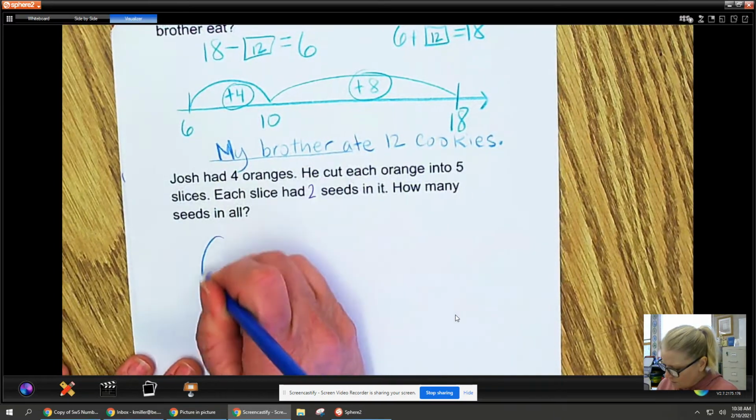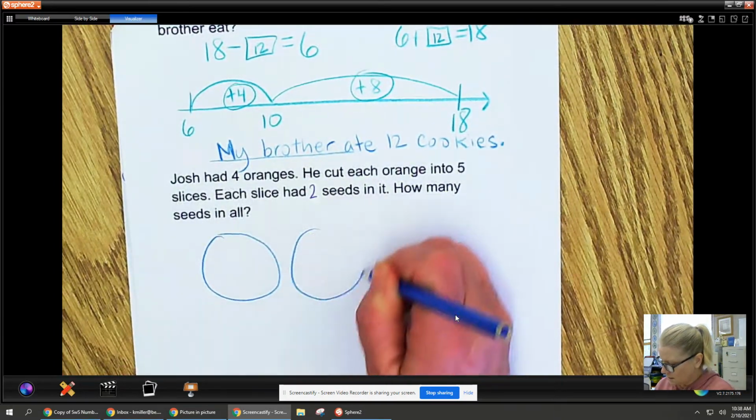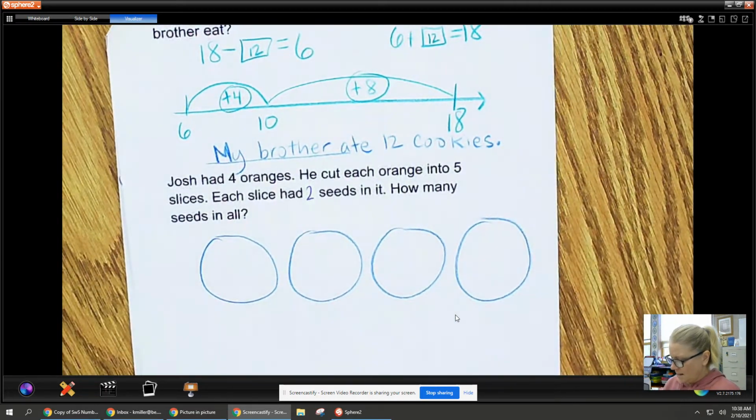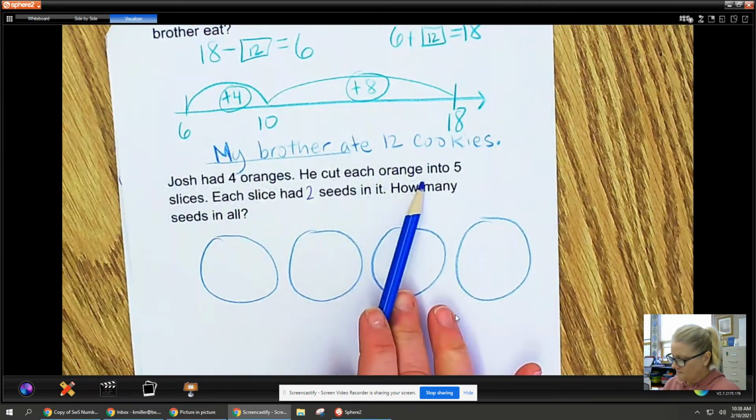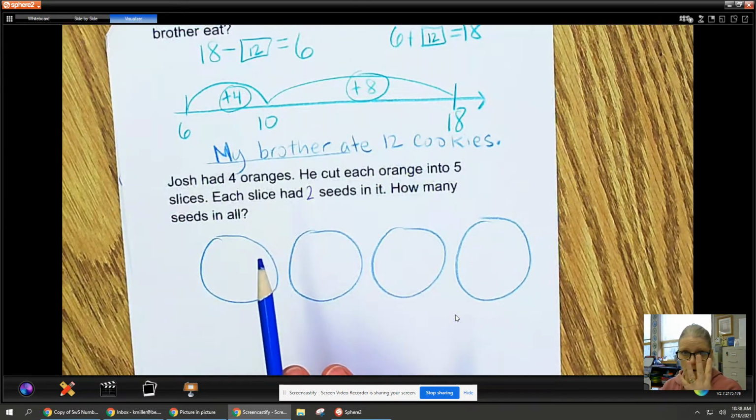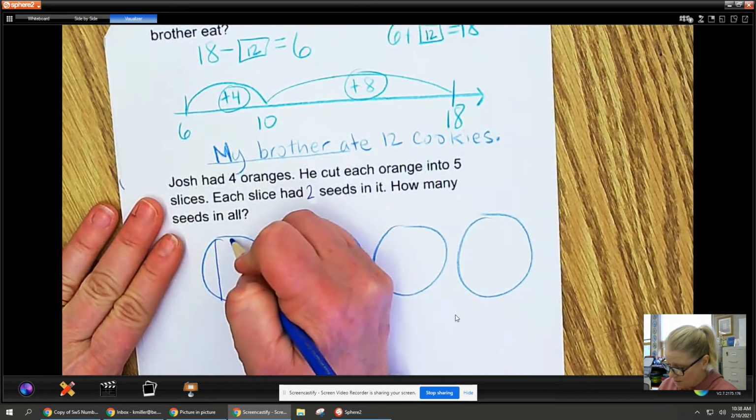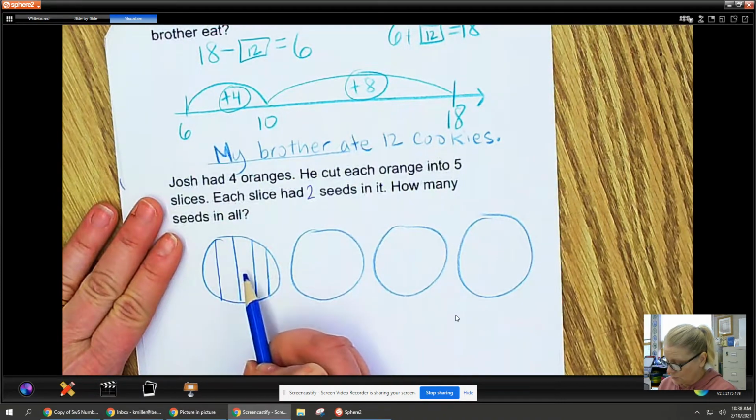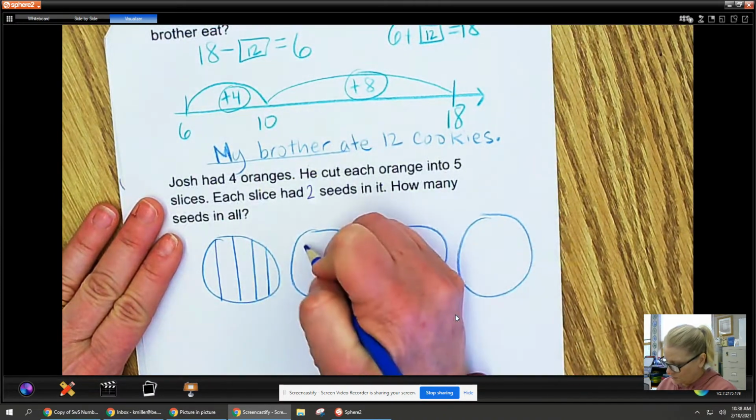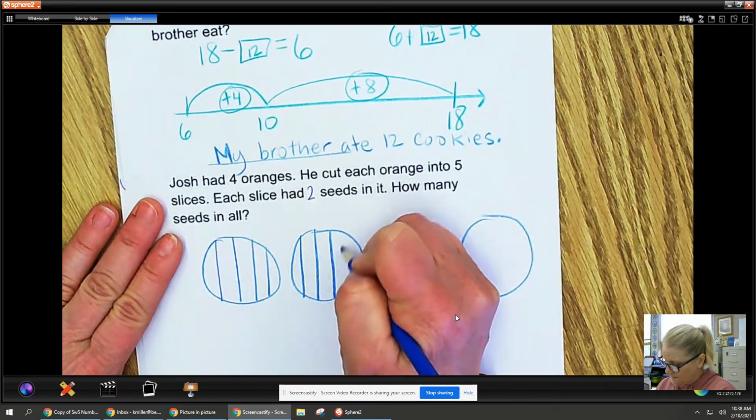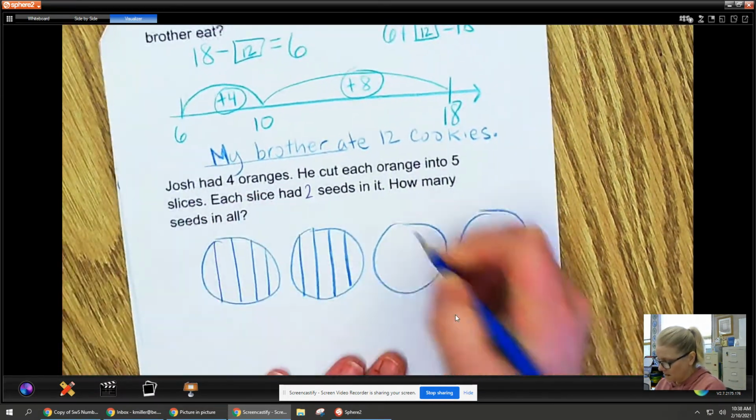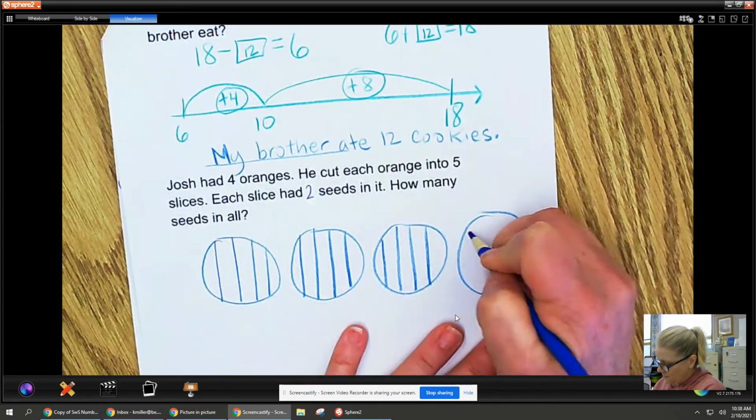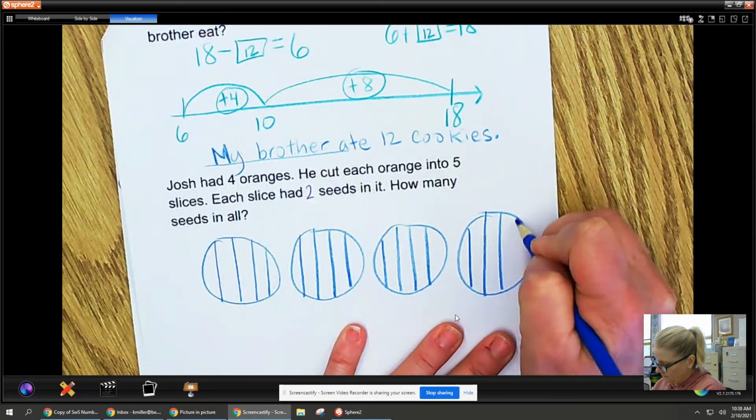So I'm going to start by drawing my oranges. 1, 2, 3, 4. And I need to cut each into 5 slices, which means I need 4 lines, and I'll show you why. 1, 2, 3, 4. It's going to give me 1, 2, 3, 4, 5. So 4 lines is going to give me 5 slots, or 5 slices.